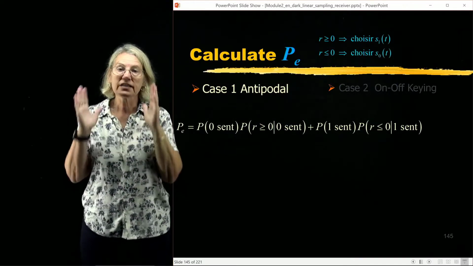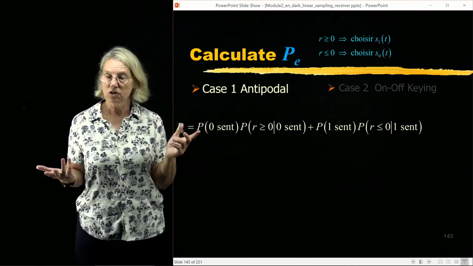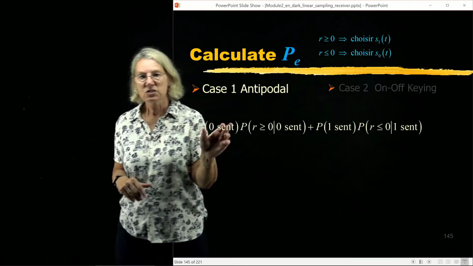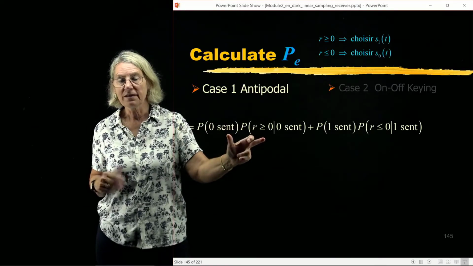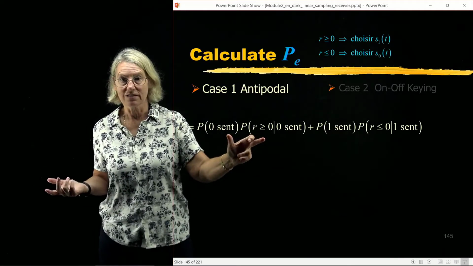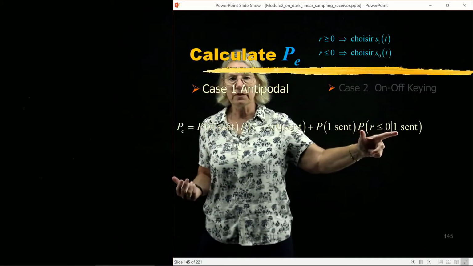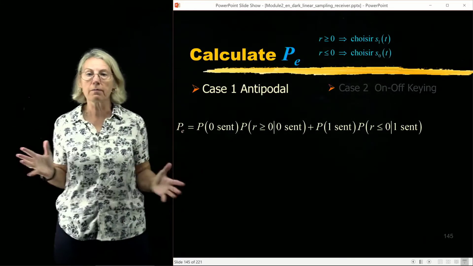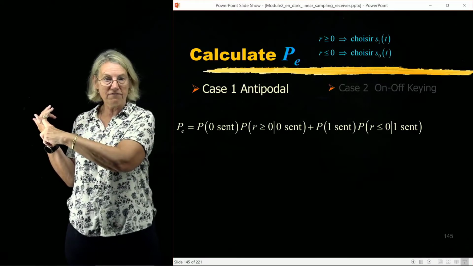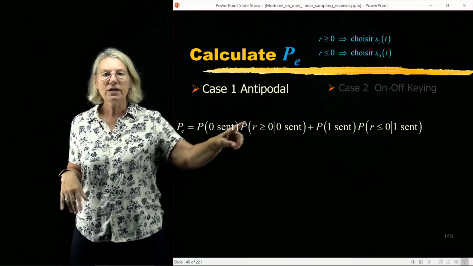So I want to calculate the probability of error. The probability of error is, the law of total probability tells me, the probability that a 0 was sent times the probability that I make a mistake when a 0 is sent, plus the probability that a 1 is sent times the probability I make a mistake when the 1 is sent. So that would be the total probability of error. Probability of error if I send a 0, probability of error if I send a 1.